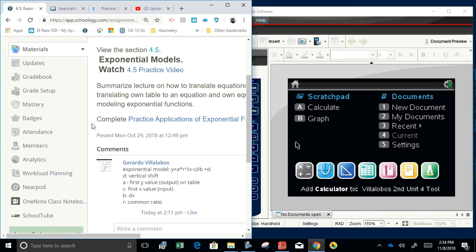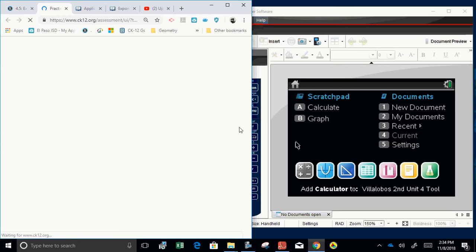Going back here, I defined the exponential model as y equals a times r to the (x minus c) divided by b, plus d, where d is the vertical shift, a is the first y output of the table, c is the first x value or input, b is the change in x, and r is the common ratio. So here we have to complete the practice on exponential functions.